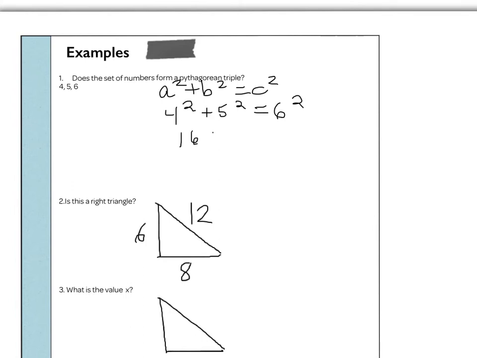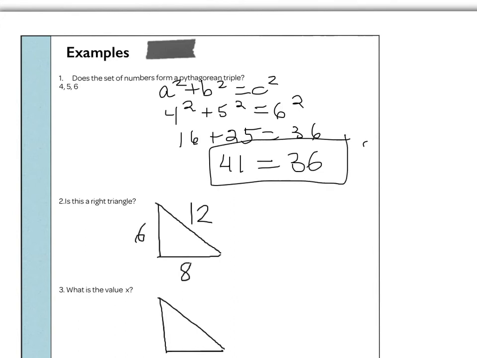This would be 16 plus 25. Does that equal 36? And again, don't stop here. Keep going. This is actually 41. And now we're evaluating. Is this true? You're asking yourself, no, it's not. So that means no, these numbers, therefore, do not make a Pythagorean triple. And those are supposed to be 3 circles to mean no. Therefore, 4, 5, 6 is not a Pythagorean triple.